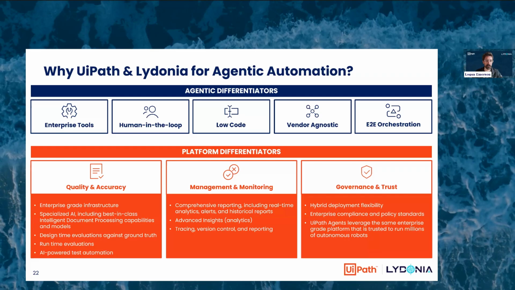We've got deployment flexibility, compliance and security standards are all there. And really, it's just the same stuff that you've already come to trust with UiPath, just better decision making about when to fire, why to fire, and what to fire, as far as your RPA workflows doing work against your business processes. So I hope that's illustrative of why Lydonia and UiPath are a really good choice for agentic automation going forward.